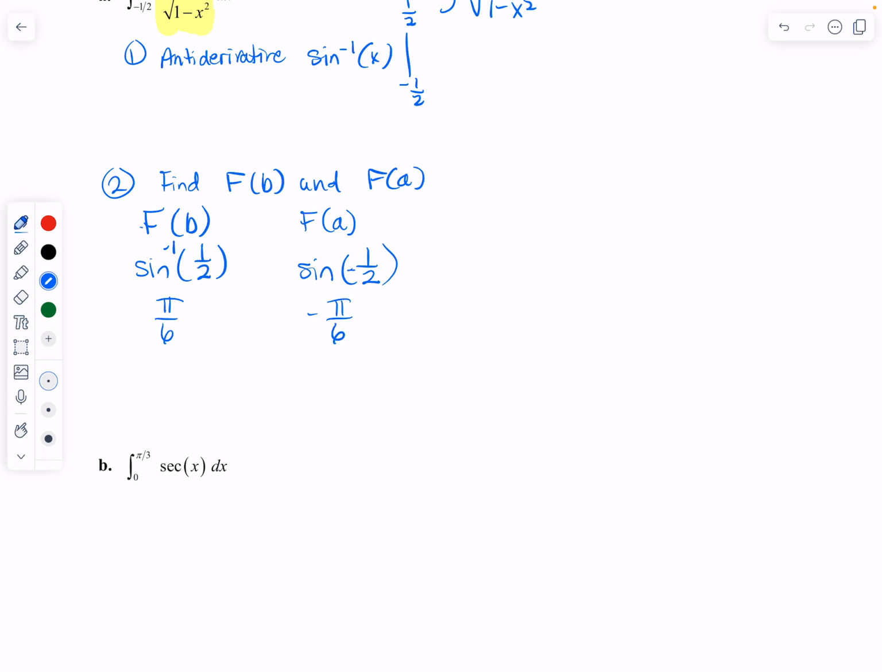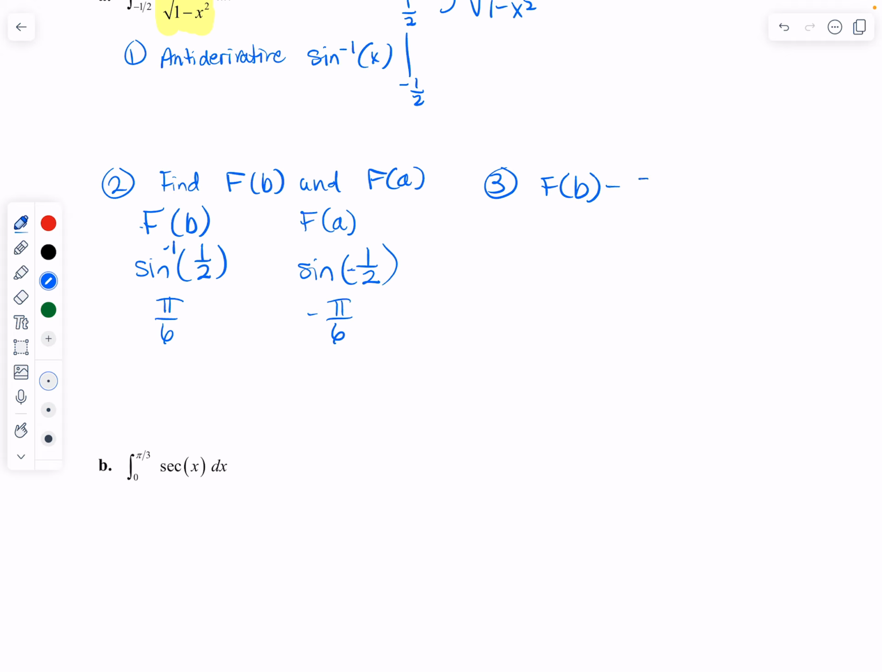Because remember, inverse sine's range is from negative pi over 2 to positive pi over 2. So I need quadrant 1, which is pi over 6, and quadrant 4, and when I say that, I'm saying that in air quotes because it's not really quadrant 4. It's negative values. Okay? So I found those 2, and 3, I have to subtract them now.